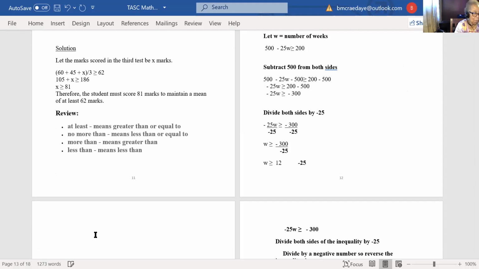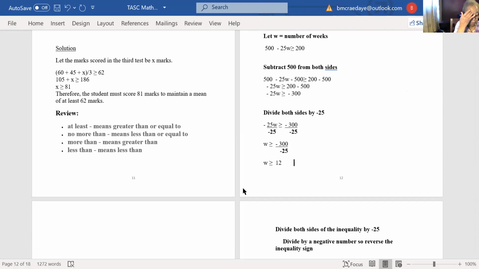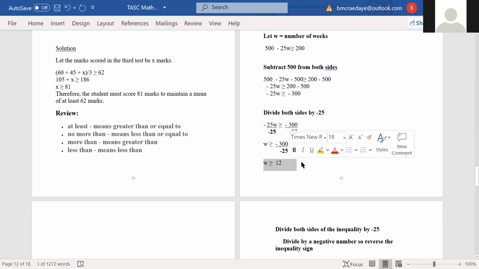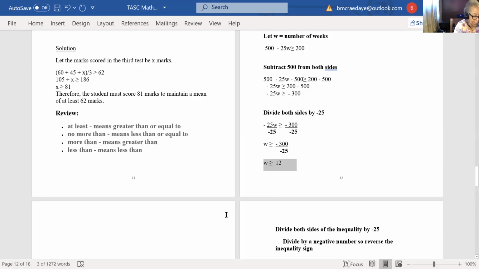Now, you remember the rule when we divide by a negative or multiply by a negative. You do what? Remember the rule we went over, inequalities? When you divide by a negative, what do you do with the inequality? You reverse it, right? You change the inequality, so greater becomes less. Greater than or equal becomes less than or equal.